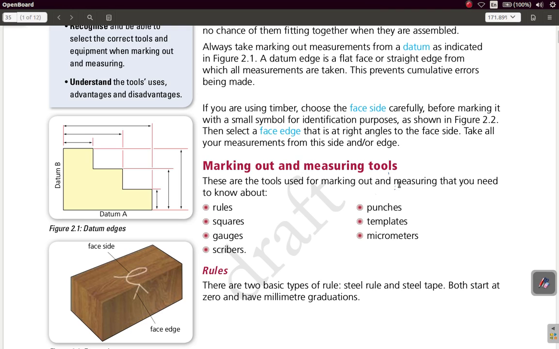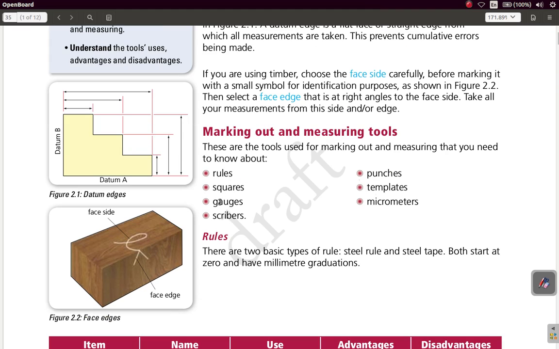Marking out and measuring tools. These are the tools used for marking out and measuring that you need to know about. Rules, squares, gauges, scribers, punches, templates, and micrometers.